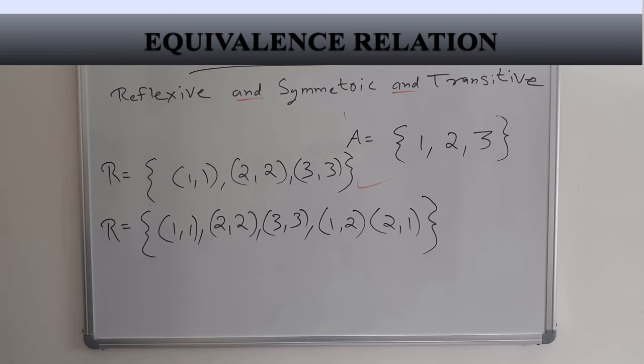We have another example here. Here the first 3 elements are same as our previous example. So this won't create any problem. We'll just look for the other pair. And we have a 1 2. So if we have 1 2, we should have a 2 1 as reverse, and we have it there. So it is symmetric. And we'll check for the transitivity.